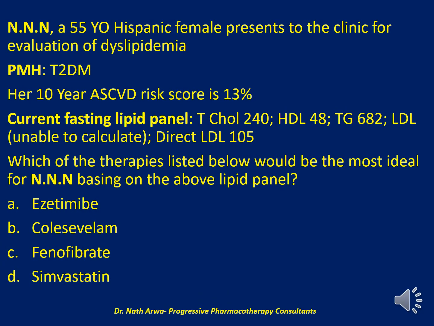Question 1 reads, NNN, a 55-year-old Hispanic female, presents to the clinic for evaluation of her dyslipidemia. She has a past medical history of type 2 diabetes mellitus, and her 10-year atherosclerotic cardiovascular disease risk score is 13%. Her current fasting lipid panel includes total cholesterol of 240, HDL of 48, TG of 682, and LDL, you are told the team was unable to calculate, but the direct LDL is 105.